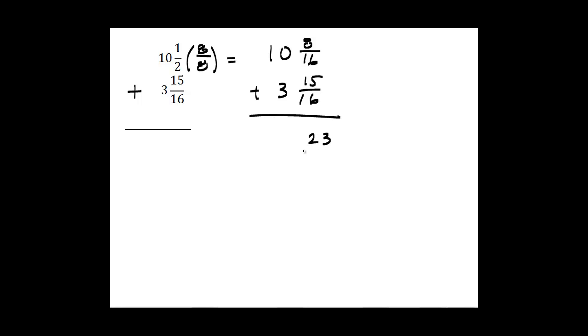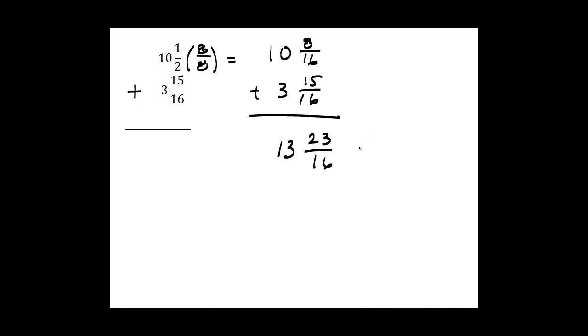Okay, and here's another one. So again, we have 10 and 1/2 plus 3 and 15/16. To find a common denominator, or at least common multiple between 2 and 16 is 16. So I'm going to multiply this 1/2 by 8 over 8, and that gives me 10 and 8/16 plus 3 and 15/16. So I'm going to add my fraction part. 8 plus 15 is 23 over 16, and 10 plus 3 is 13.